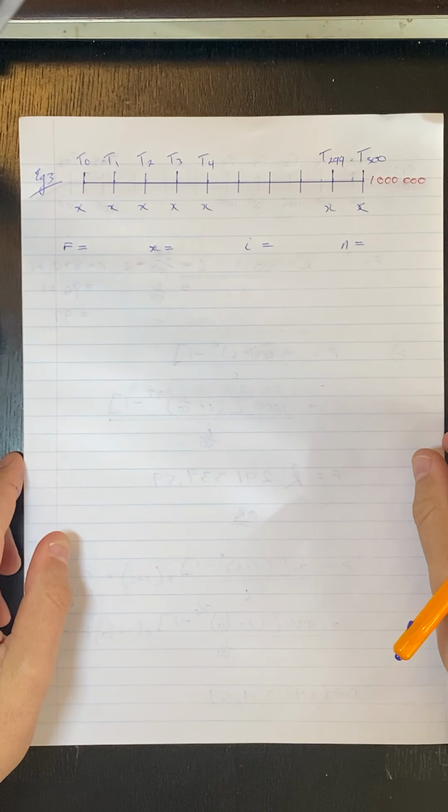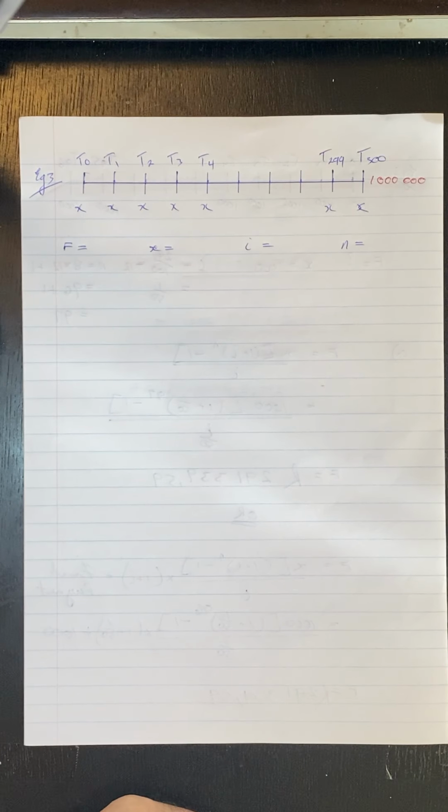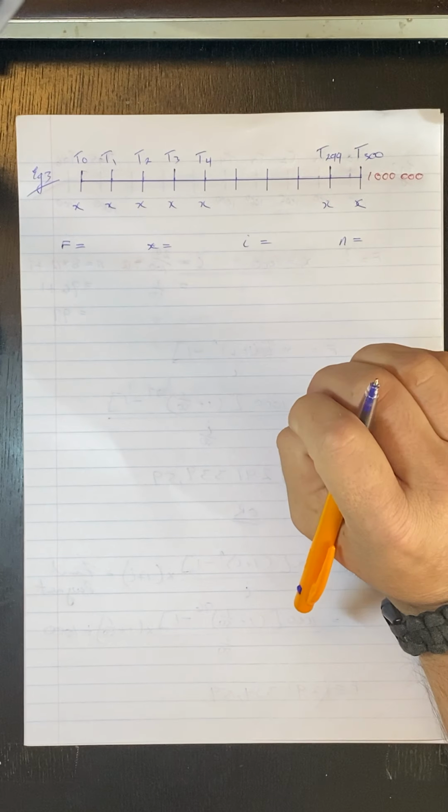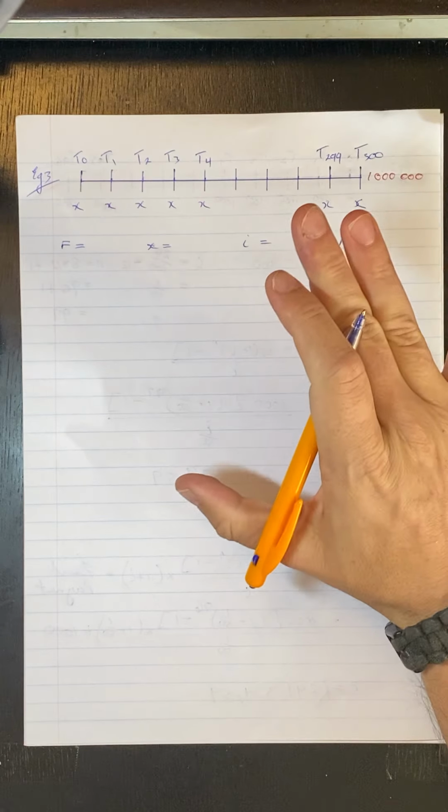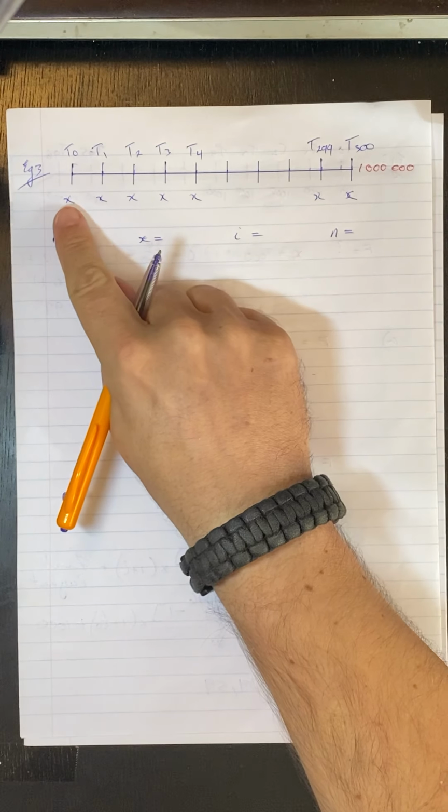So example 3 is saying an investor aged 25 wishes to accumulate 10 million Rand by her 50th birthday. She will pay equal monthly payments into an account paying 15% per annum, compounded monthly. Payments start on her 25th birthday and end on her 50th birthday. All right, so she starts paying immediately.